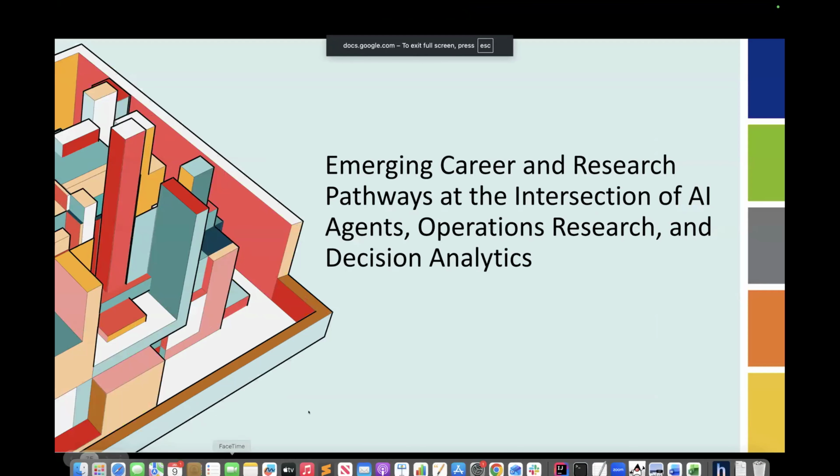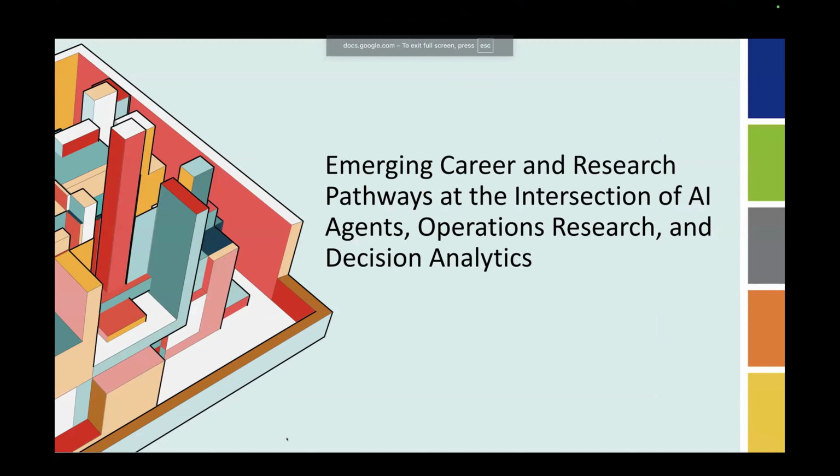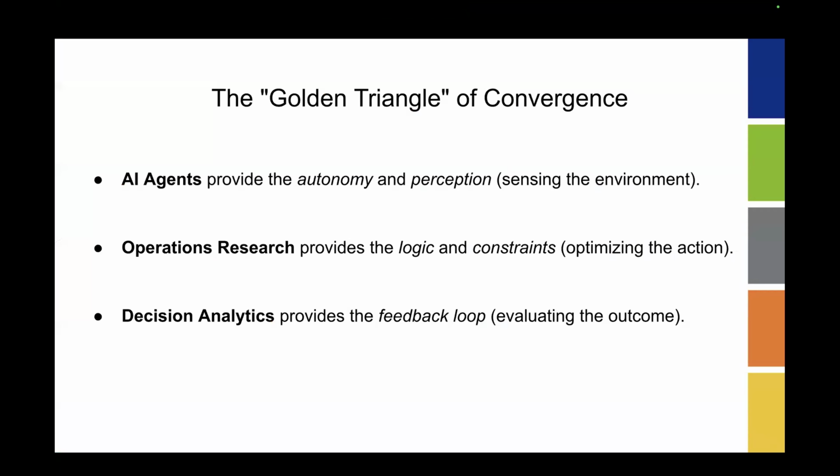So I'm going to talk about some of the emerging career and research pathways at the intersection of AI agents, operations research, and decision analytics. I like to call it the golden triangle of convergence, where AI agents provide autonomy and perception to sense the environment, operations research provides a backbone, like we discussed earlier, and decision analytics provides a full feedback loop for evaluating the outcome.